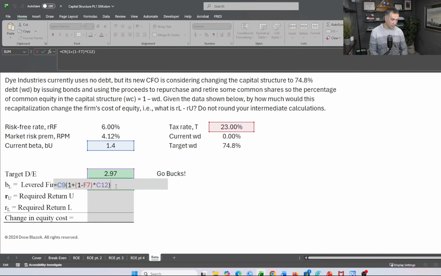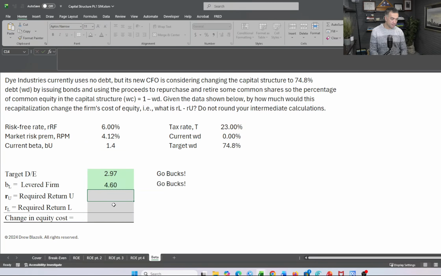And that did not work. Why didn't it work? If you notice what I did here is I took the unlevered beta and I just put a bracket there. I have to multiply it. So we got 4.6. That's the levered beta. So it shows you if you increase debt, it increases the required return. We expect to make a higher profit if you increase the debt.